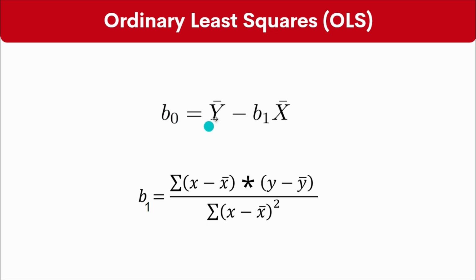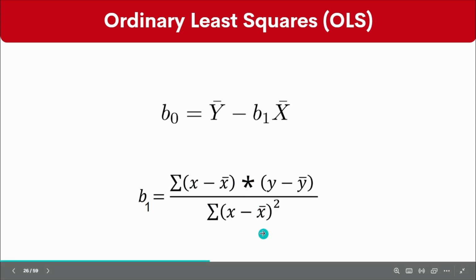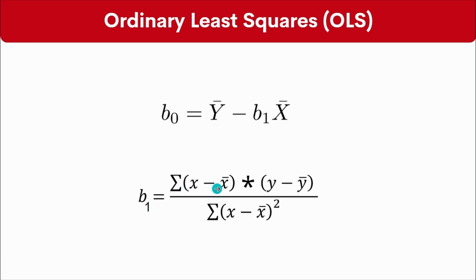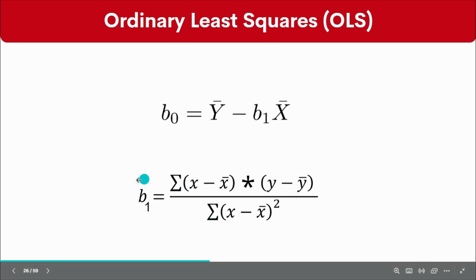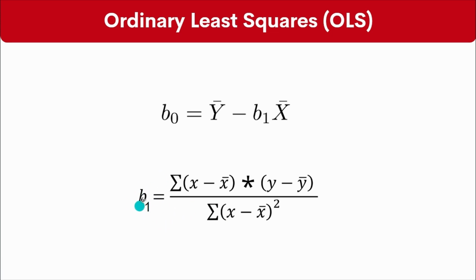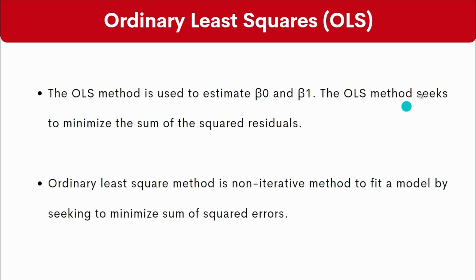To find beta 0, you need y bar minus b1 into x bar. So how will you find b1? You can find it with the summation of x minus x bar multiplied by y minus y bar, divided by the summation of x minus x bar, the whole square. Here x bar is the mean of the entire x, and x is the individual value, like that for y. So you can use this formula to get the value of b1. If you apply this beta 1 here, then you can get your beta 0, which is the best fit. With these two values, you can make predictions.